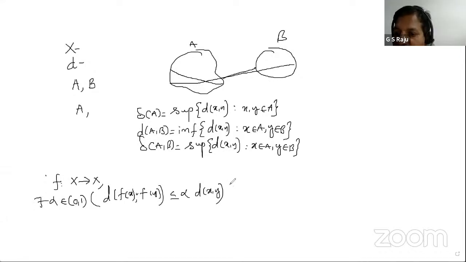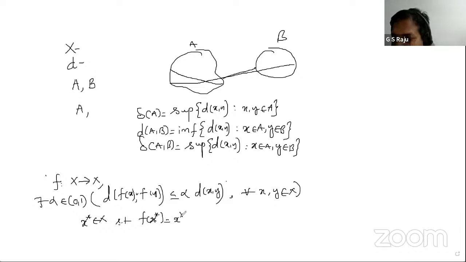If there exists an alpha that satisfies this condition for all x, y in X, such an f we call a contraction. For such a contraction, Banach in 1922 proved that there exists some x star in X such that f of x star is the same as x star.